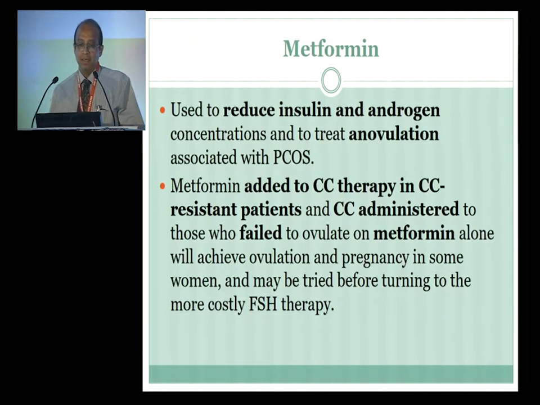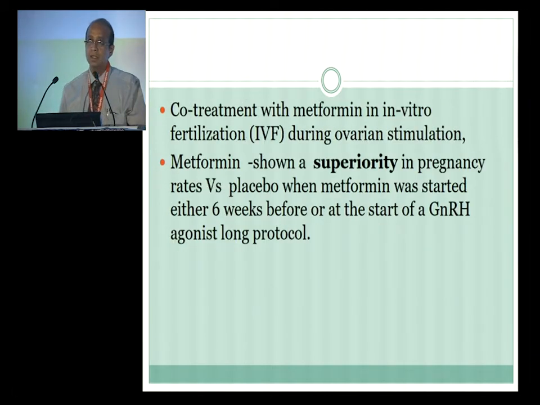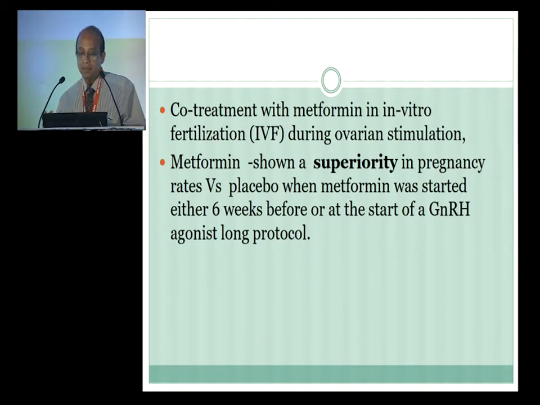What about metformin? Metformin is used to reduce insulin and androgen concentration and to treat anovulation associated with PCOS. So in whom should we use it? Metformin can be added to clomiphene citrate therapy in patients who are resistant to clomiphene, or you could add clomiphene citrate to those who have failed to ovulate on metformin alone. When you do this, some of them will achieve ovulation and also pregnancy before you turn to FSH.